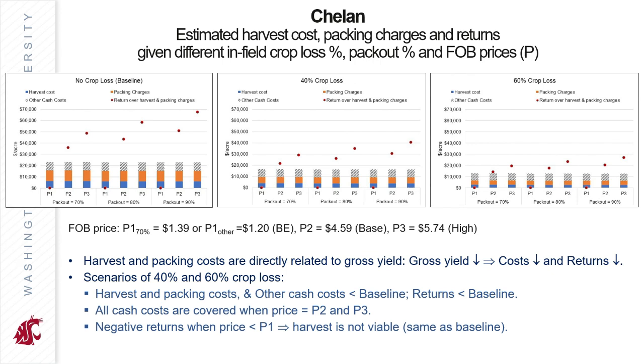All cash costs are covered when price is equal to the base price or the high price, and negative returns are realized when the price is below break even. It is in that case where harvest is not viable to do.